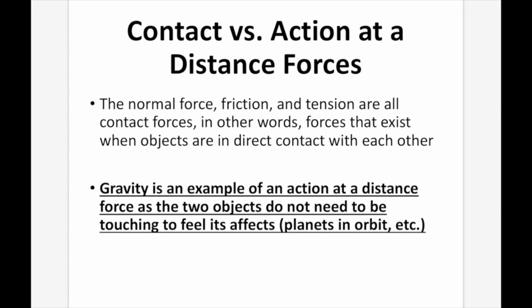Contact versus action at a distance forces. The normal force, friction, and tension are all contact forces. In other words, forces that exist when objects are in direct contact with each other. Gravity is an example of an action at a distance force, as the two objects do not need to be in direct contact to feel its effects. So for instance, planets orbiting around the sun.